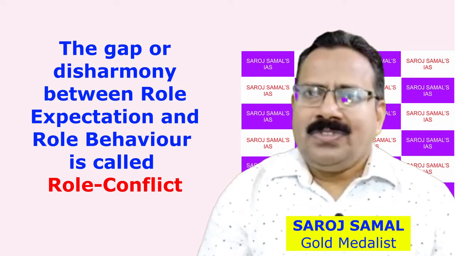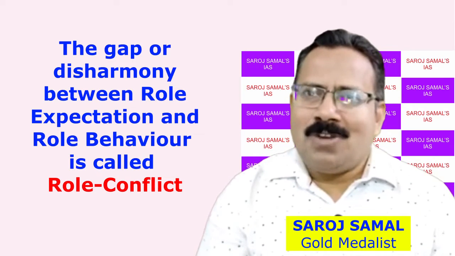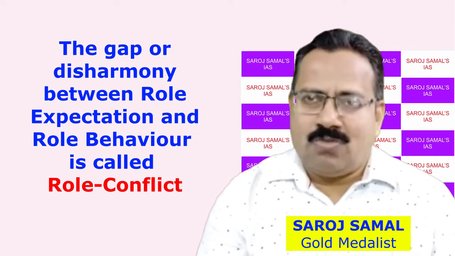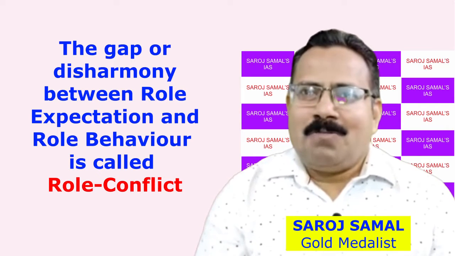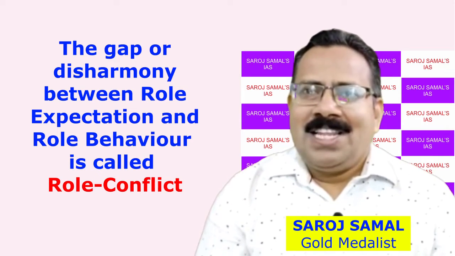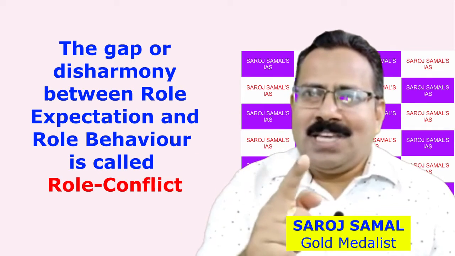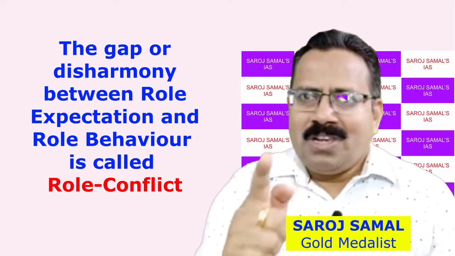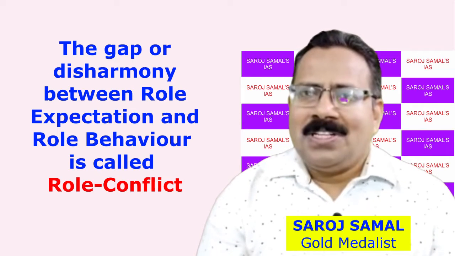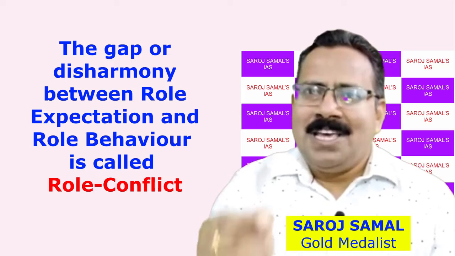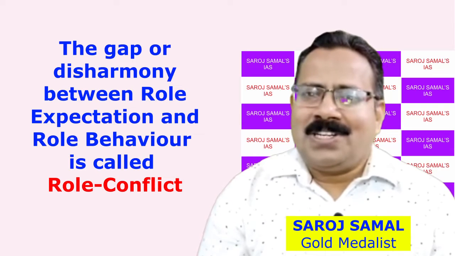You see, being a student, you are expected to study sincerely. This is the role expectation of a student. But sometimes students don't study. They keep on watching movies. They keep on gossiping with each other. That is the role behavior. So in this way, you being a student, observe that there was a gap between your role expectation and role behavior. This inconsistency or disharmony between role expectation and role behavior is called role conflict.